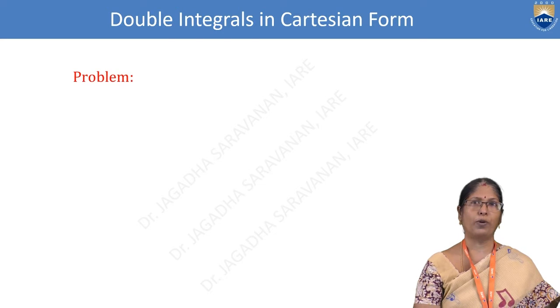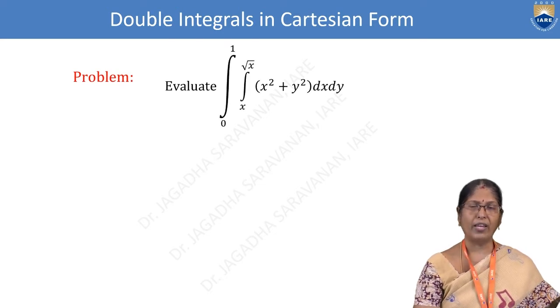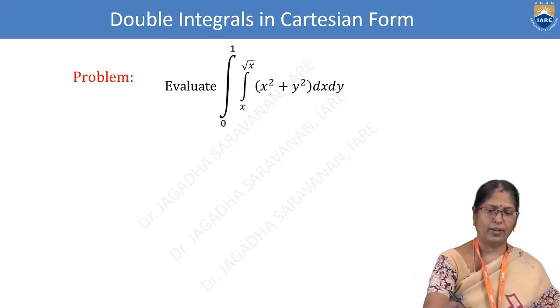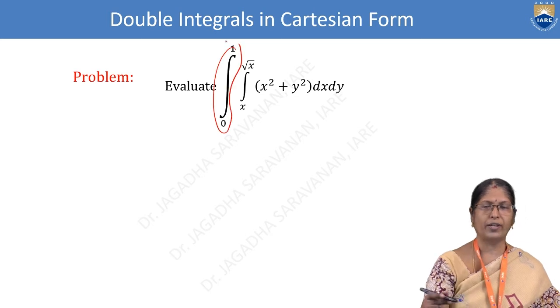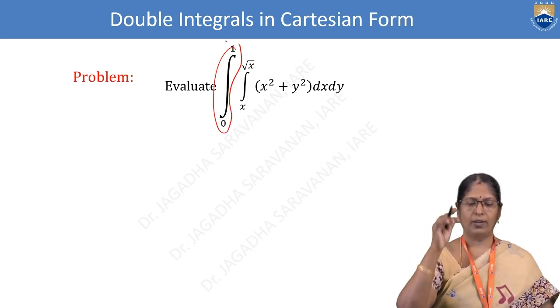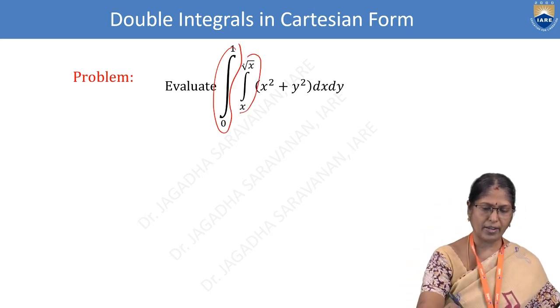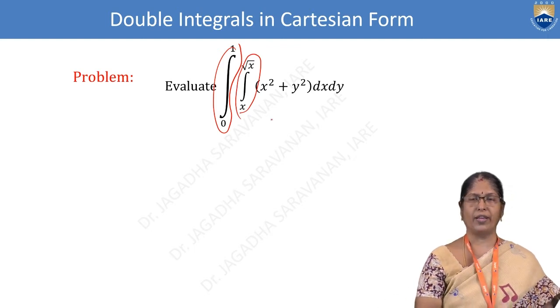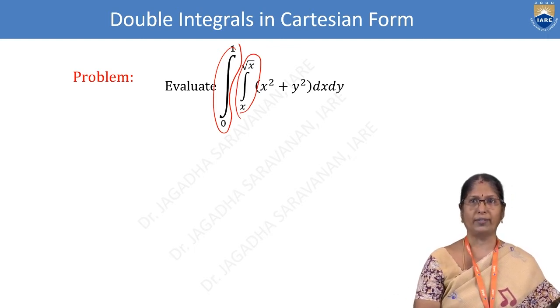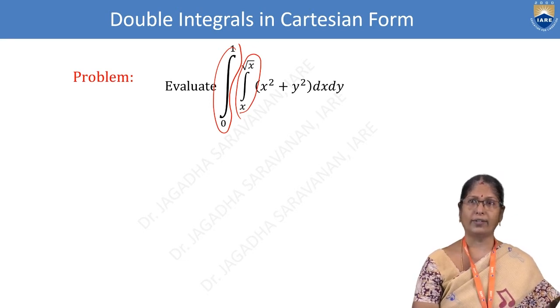The next problem is, evaluate the outermost integral 0 to 1. The inner integration is x to root x, x square plus y square dx dy. This is the double integration we have to evaluate.